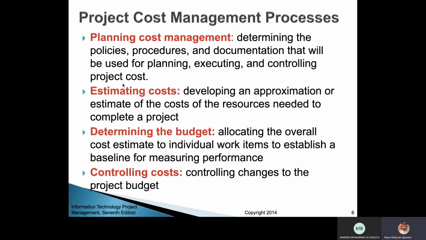The basic processes in project cost management, we have these four main processes. You need to plan for the cost management. You need to estimate costs, and you need to determine the budgets after estimating the cost. And then you ensure that the budget is followed, and you control any changes. If anything goes wrong, you take corrective actions and return back to the budget, to the plan.